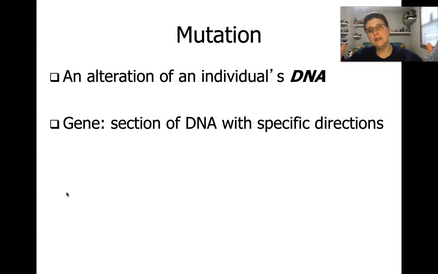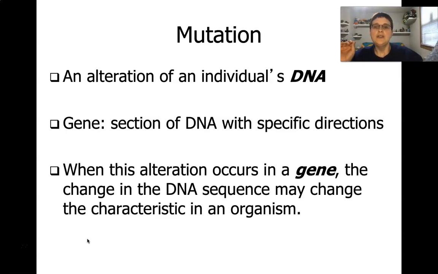So in all of the DNA information, you have specific recipes that are what we call genes. We'll talk more in detail about these later in the semester. So when the alteration happens in a gene, so if the change, the mutation happens in a gene, that's when it may change the characteristic in an organism. So a mutation in the DNA isn't enough. The mutation has to happen in a gene.